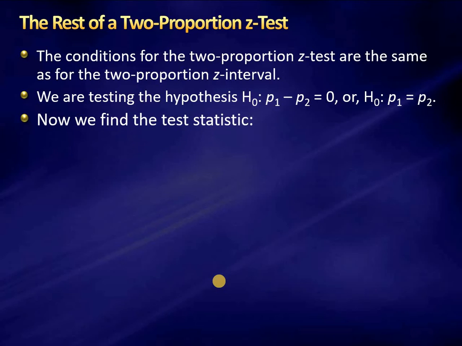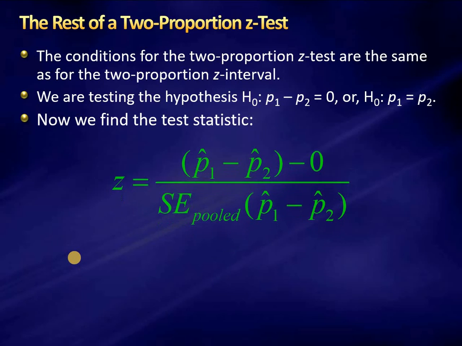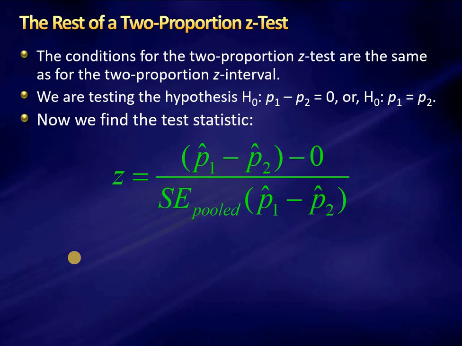And to find your test statistic, if you remember, all of our test statistics are done by taking observed minus expected over standard deviation, right? Okay, so applying that in this case, the observed is what you saw your difference in proportions to be.